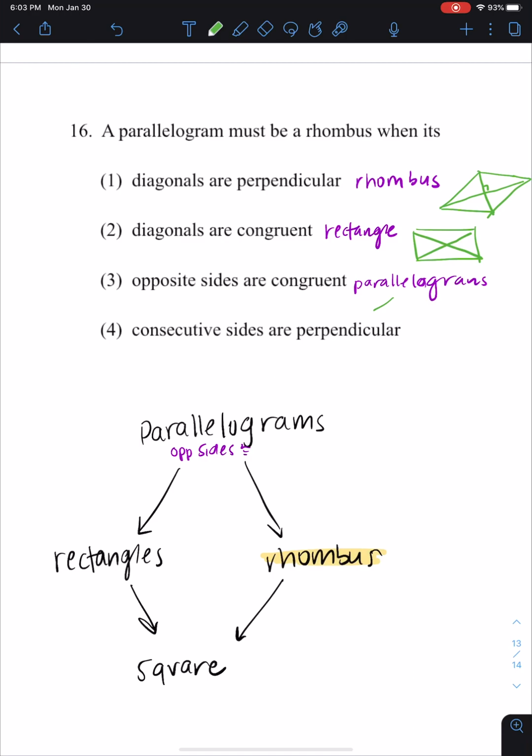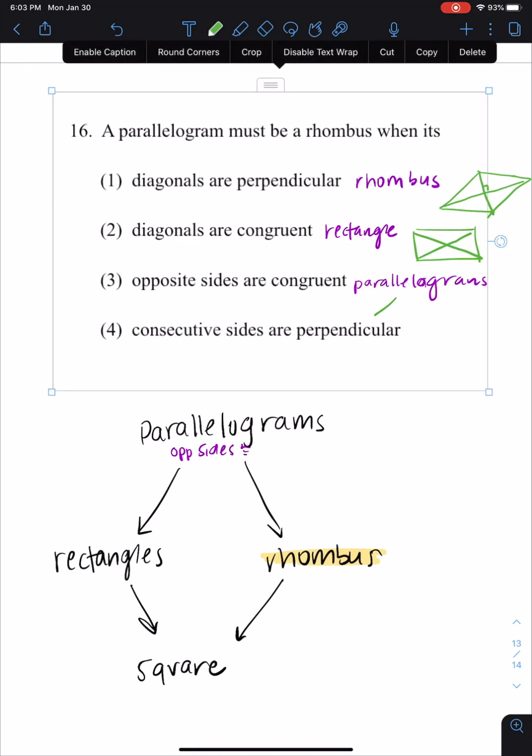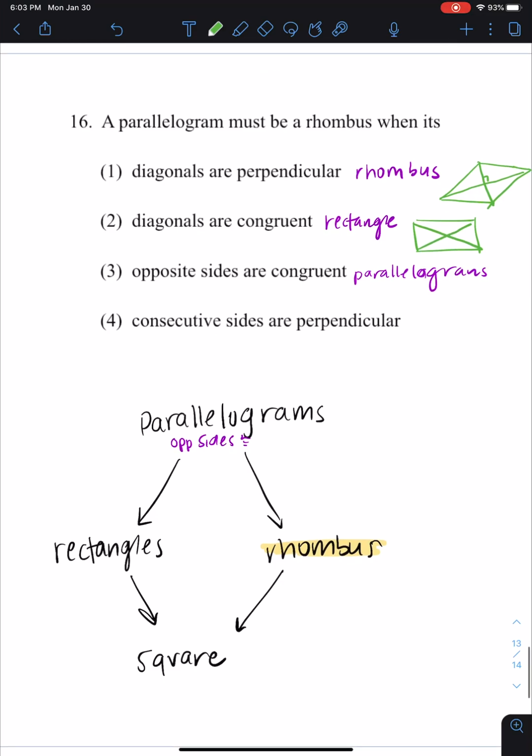So I could have drawn any parallelogram that's not a rhombus. Let me draw a drastic one that would really show this difference. And we'll see that the opposite sides are congruent even though the shape is not a rhombus.